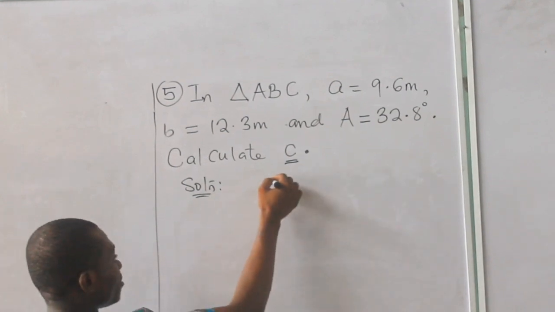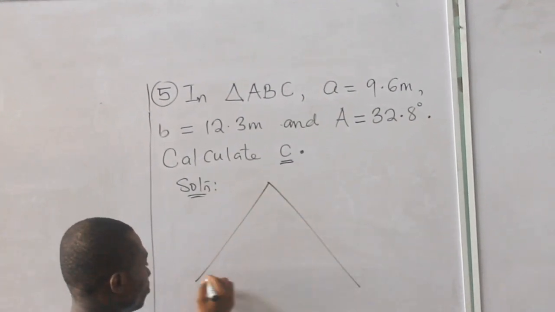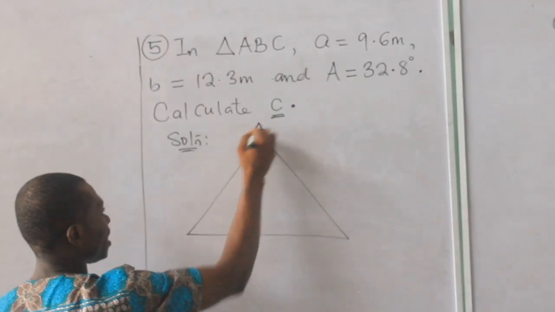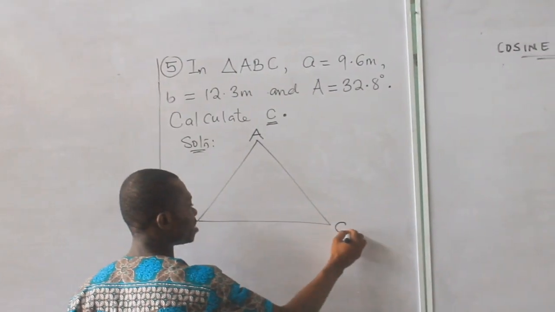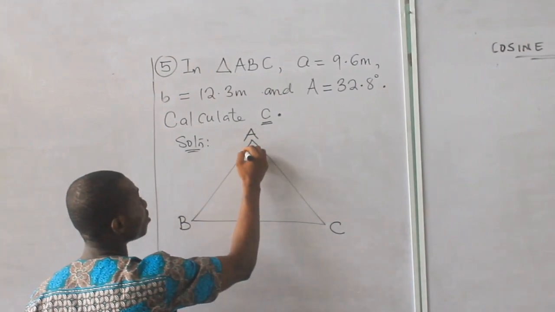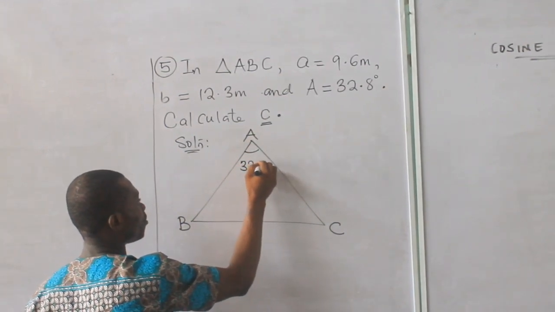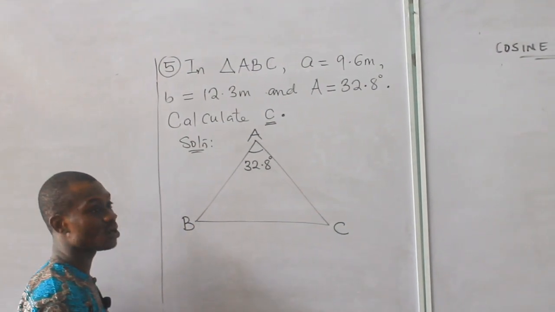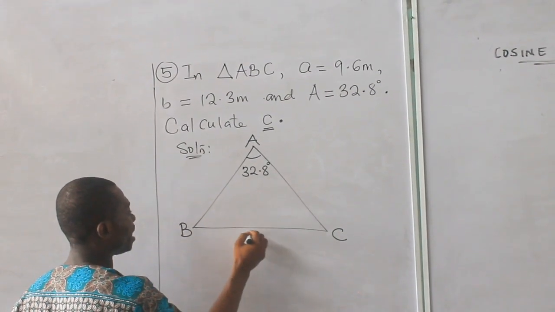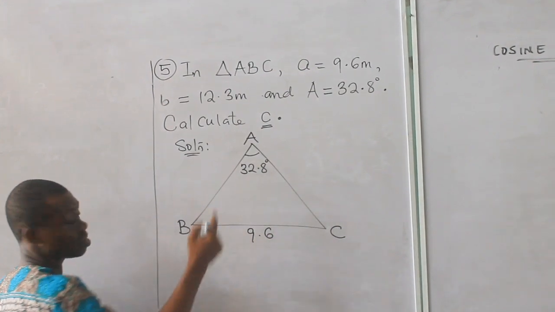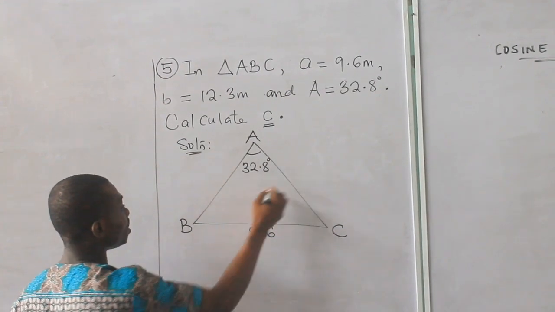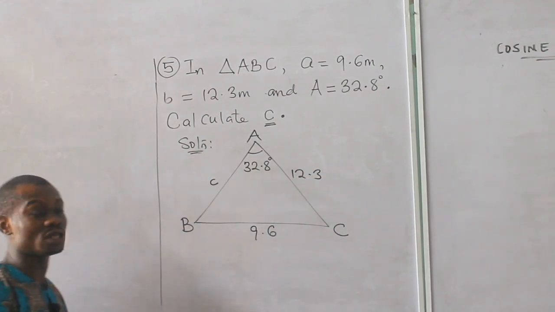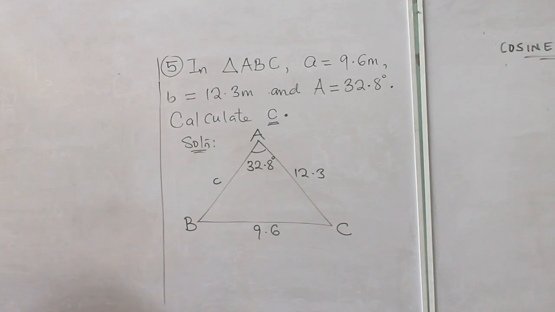Now, for this kind of example, it's always good to make a sketch of what you have. So let's take it that this is our A, and here is our B and C. Okay, so we are told that angle A is 32.8 degrees, and that the other two angles are not given, and side A is 9.6. Let's leave the unit for now. Side B, which is this, is 12.3, and side C is not given. So we are to get the value of side C.